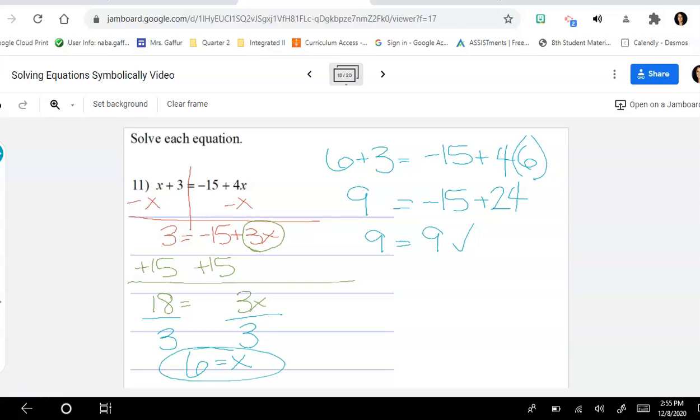Please write down question number 11 in your notebook, as well as the steps to solve and the check. Pause the video to make sure you get that done.